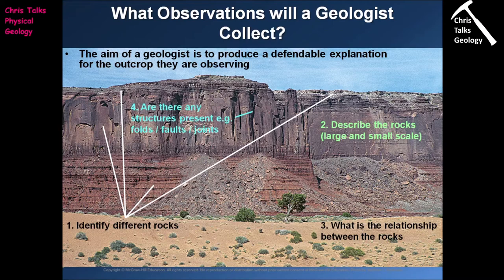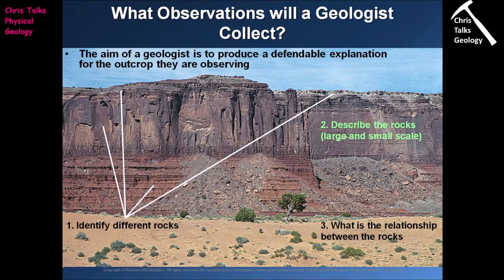We're also going to look and see whether there are any structures present. So if we look at this layer here, I'm actually just going to get rid of the text for a second, you can quite clearly see that we have these vertical cracks in this massive layer. And these are what we refer to as joints. So a joint is a crack in a piece of rock where the pieces of rock either side of the crack do not move relative to each other. Now, if you have a crack in a piece of rock and the rocks either side of that crack do move relative to each other, so one of them goes up or down relative to the piece of rock on the other side of the crack, that's something which we refer to as a fault.